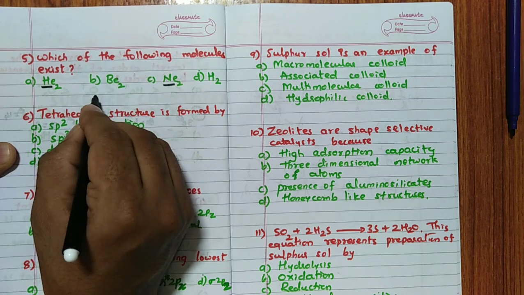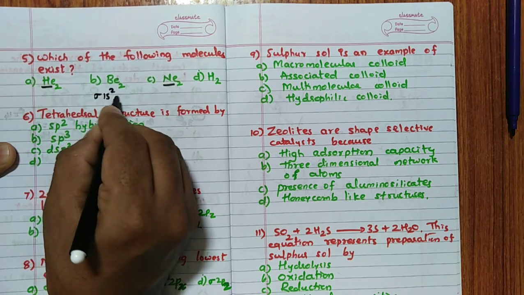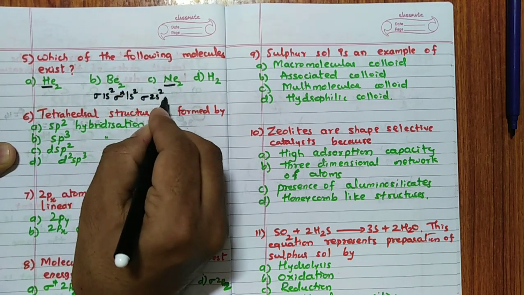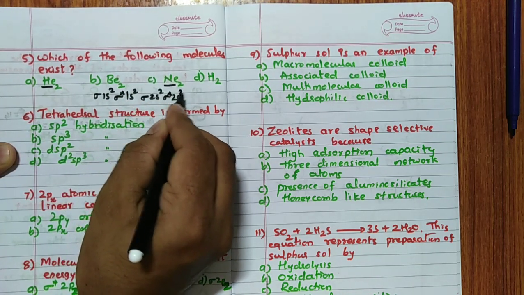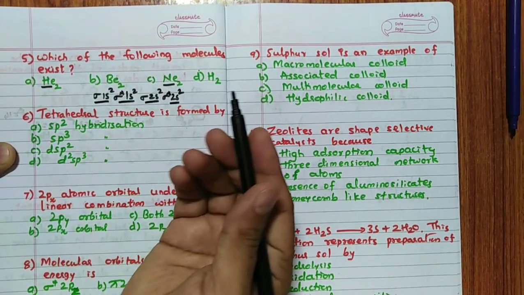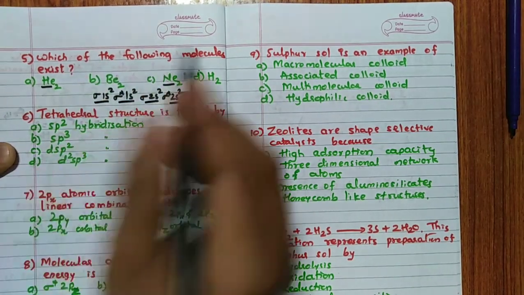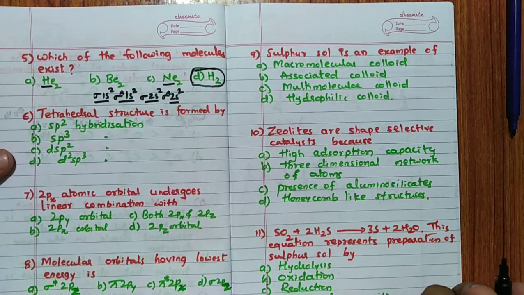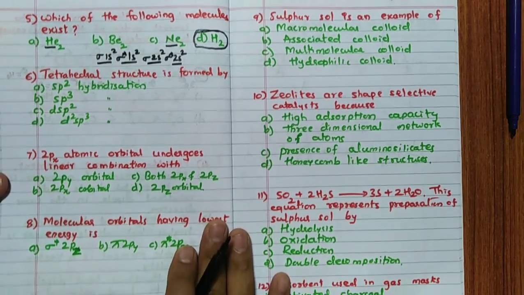When you write this, remember: sigma 1s2, sigma star 1s2, sigma 2s2, sigma star 2s2 will be written. Which means the number of electrons in bonding and anti-bonding is the same. It does not exist, that is Be2. But we know that the helium hydrogen molecule exists. So the answer for this question is hydrogen.